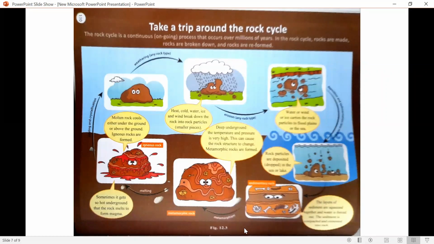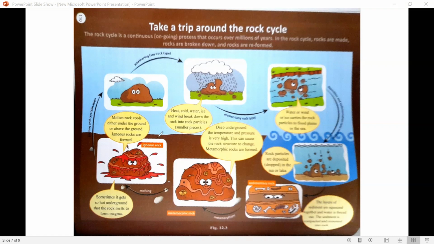Now let's take a look at what the rock cycle is and how it looks. Let me take another color so that it looks better from now. So, take a trip around the rock cycle. It would be interesting, as it is an ongoing and continuous process that occurs over millions and millions of years. In the rock cycle, rocks are made, rocks are broken down, and rocks reform also. So the first process is nothing, because all processes repeat and repeat.